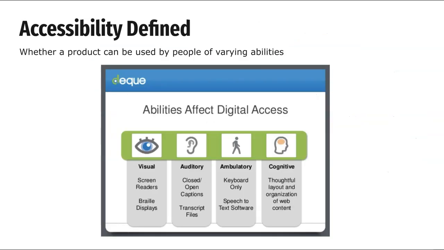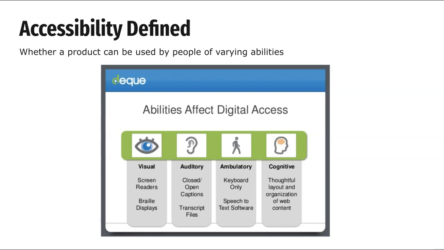So what does it mean for something to be accessible? It means that a product can be used by people of varying abilities. When we talk about digital accessibility and visual access, that means that somebody who has a visual impairment may be able to interact with content on your screen or text on your screen using a screen reader or a braille display. Somebody with a hearing impairment may rely on closed captions or open captions or a transcript for an audio file.